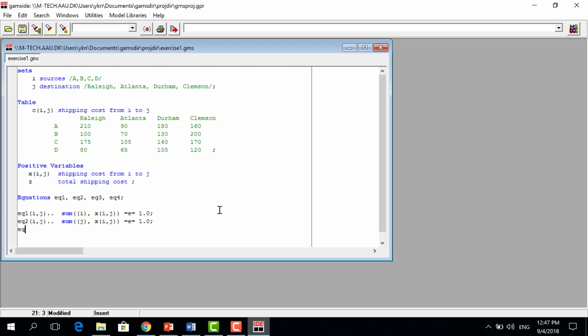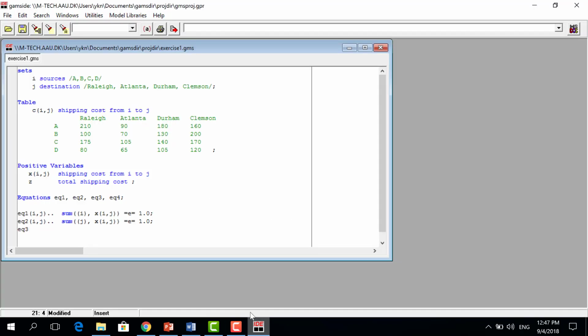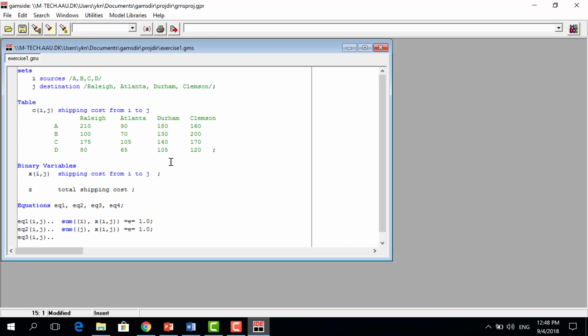Again, now equation number 3. What does it tell us? Yes, the binary constraint. Now we can state it also for i, j. In order to state the binary constraint, you can state it here in the equation, or maybe you can change this by using binary variables, comma, semicolon.